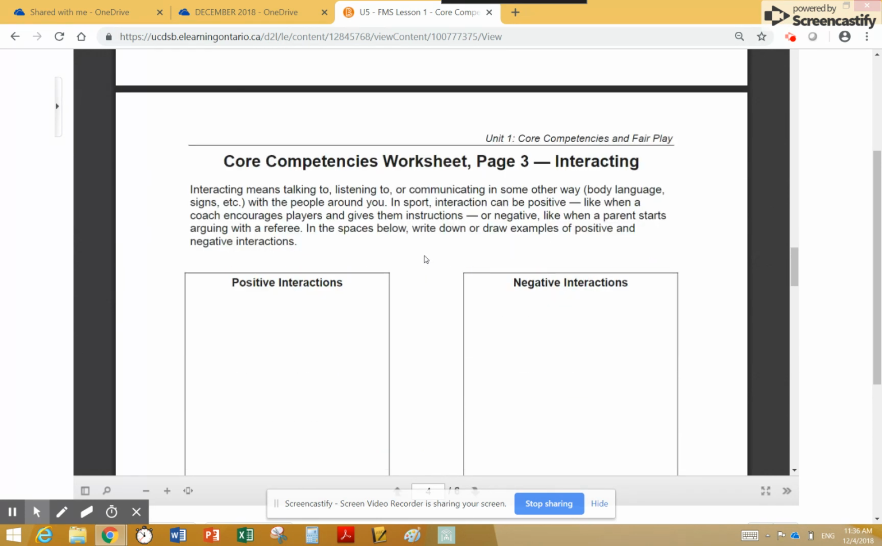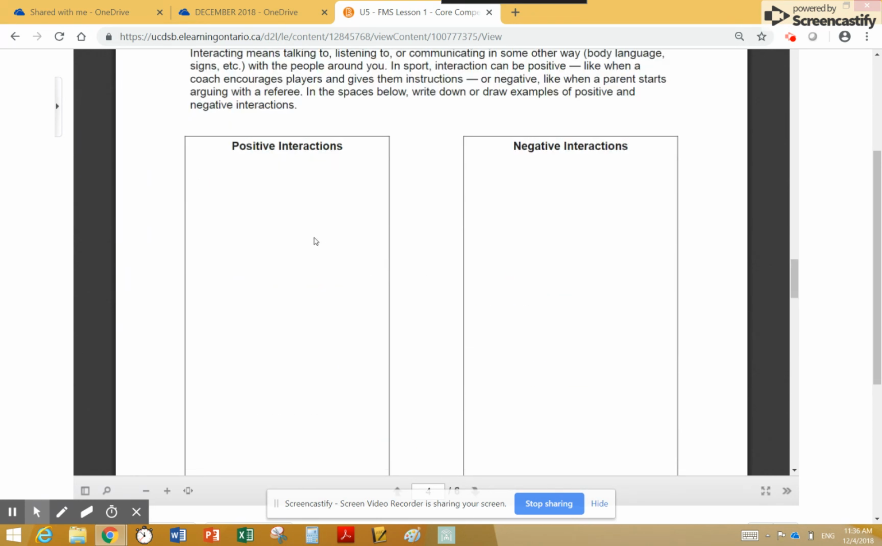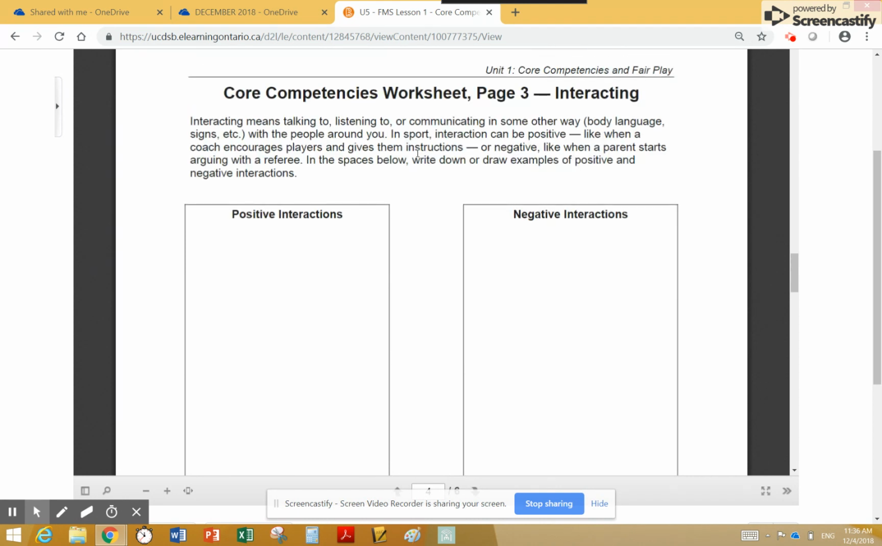Then it talks about some of the core competencies: positive interactions and negative interactions. We looked a little bit at this in terms of where youth sports is going. Often after the game, it's a negative interaction. It's all talk about what was done wrong or what should have been changed, as opposed to the positive interactions: "I enjoyed watching you play, and you did this really well." So it's important to make sure that we do focus on the positives, especially at the young ages.